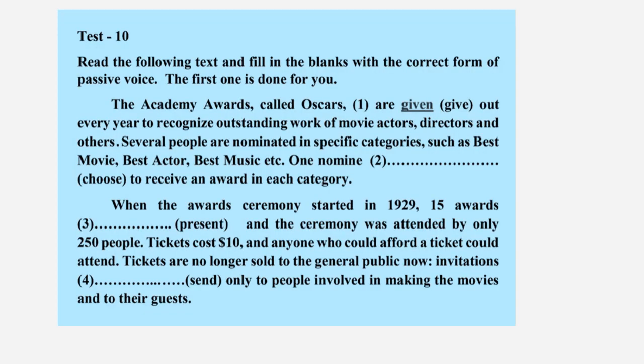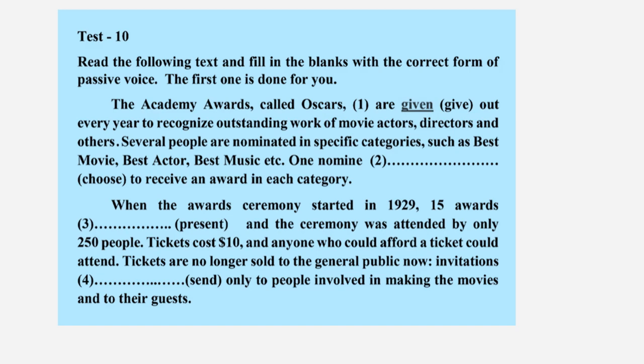Okay, read the following text and fill in the blanks with the correct form of passive voice. The first one is done for you. For passive voice, you can use the be verb and past participle. அதான் இந்த பாசிவ் வெர்ப நீங்க யூஸ் பண்ண போறீங்க. பாஸ்ட் பார்ட்டிசிபிள் போட்டு பி வெர்ப் யூஸ் பண்ணி எழுத போறீங்க. சோ அத மைண்ட்ல வச்சுக்கொண்டு இந்த கேள்விக்கு நீங்க இப்படி எழுத போறீங்க. The Academy Awards called Oscars are given. இப்ப கிவ்ன்றத ஆர் கிவன் என்று மாத்தி இருக்கிறோம். Be verb are, past participle given.